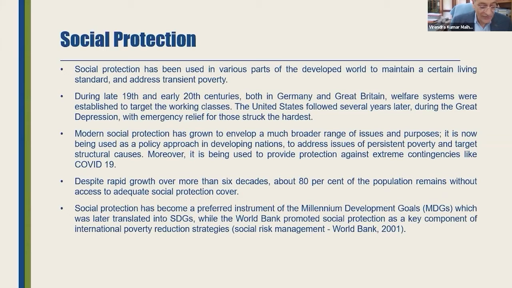Modern social protection has grown to envelop a much broader range of issues and purposes. It is now being used as a policy approach in developing countries to address issues of persistent poverty and target structural causes. Moreover, it is being used to provide protection against extreme contingencies like COVID-19. Despite 6 decades having gone into social protection in one way or the other, about 80% of the population of the world remains without access to adequate social protection cover. Social protection has become a preferred instrument of the Millennium Development Goals, which were later translated into SDGs, while the World Bank promoted social protection as a key component of international poverty reduction strategies.